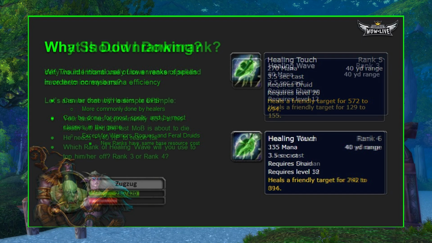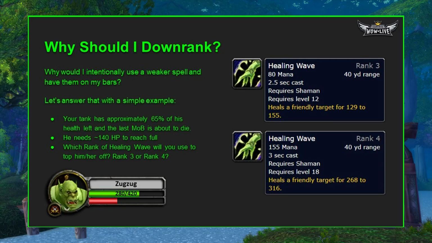Well, let's explain that. The reasons you may want to downrank in Classic WoW are actually vast, but we can think about it with a very simple example. In this example, you're in a dungeon and your tank has approximately 65% of his health left, and the last mob in a pack you're killing is about to die. He only needs about 140 HP to reach full health. Which rank of Healing Wave, if you're a shaman, will you use to top him or her off? Rank 3 or rank 4?